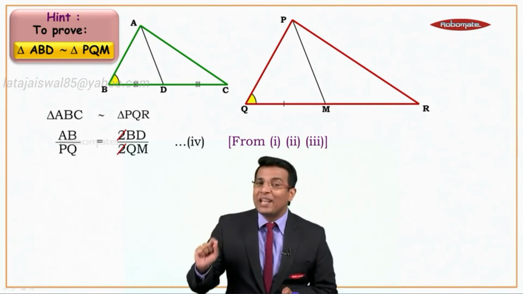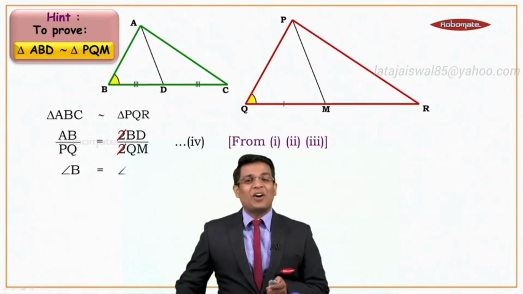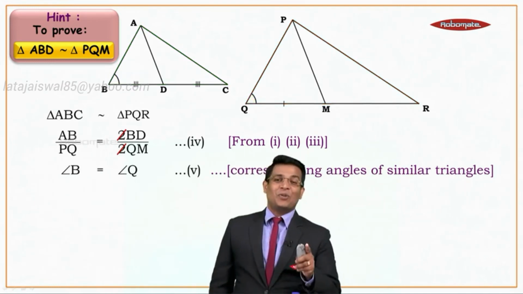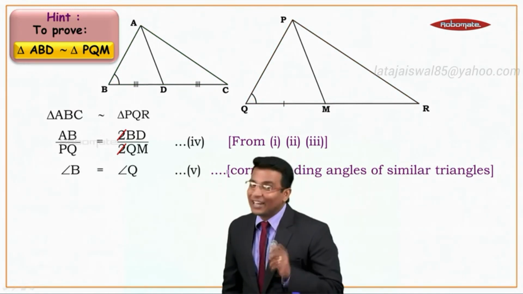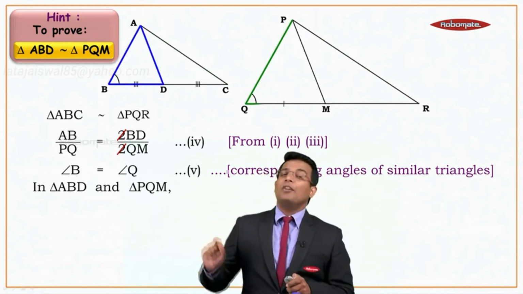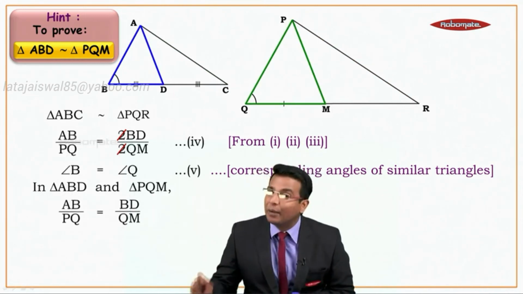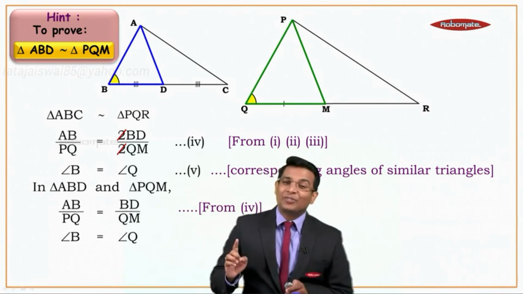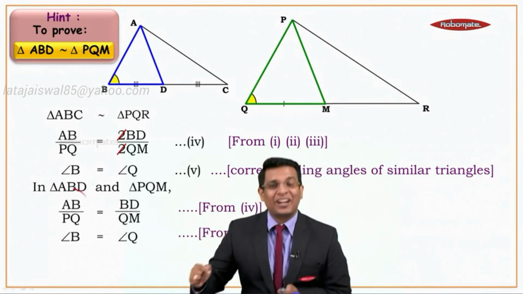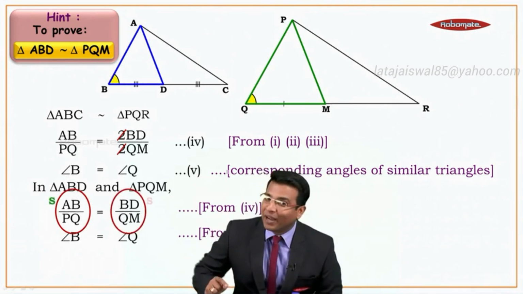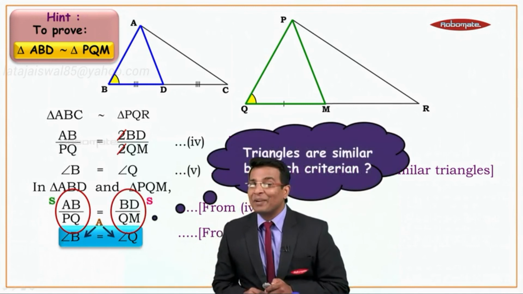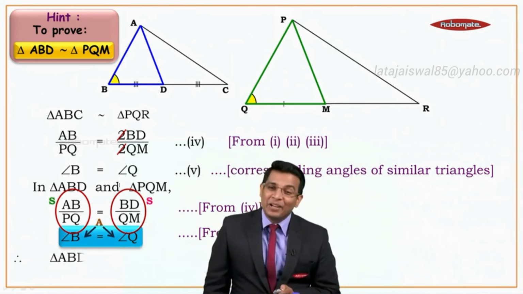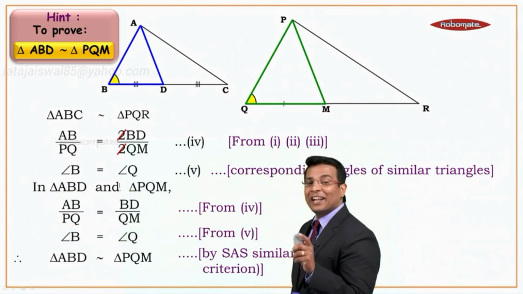And are angle B and angle Q equal to each other? Yes, because they are the corresponding angles of similar triangles, and that's our statement number 5. Now we can prove those two triangles to be similar. In triangle ABD and triangle PQM, we already have AB upon PQ is equal to BD upon QM, from 4, and angle B is equal to angle Q, from statement number 5. So these two triangles are similar by SAS criterion. Therefore triangle ABD is similar to triangle PQM by SAS similarity criterion.